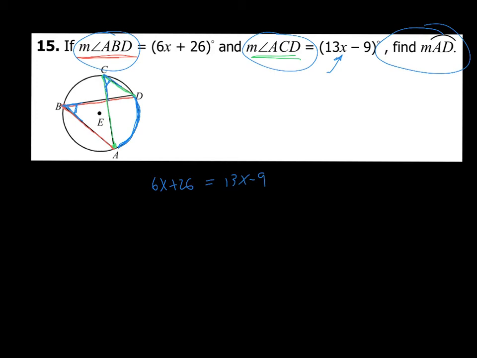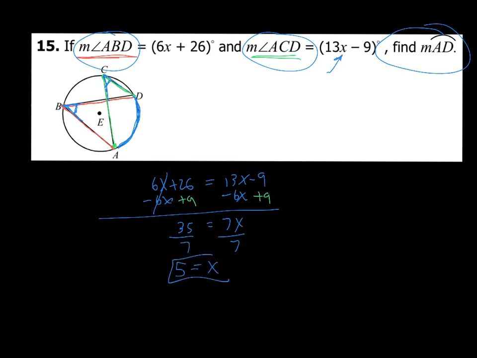As I subtract 6x from both sides, and simultaneously add 9 to both sides, I kind of do this in one fell swoop. That cancels out. 26 plus 9 is going to be 35, and 13x minus 6x is going to be 7x. Just so happens that 35 divided by 7 is a value of 5. So I take that value of 5 and I substitute it in here. Now, 13 times 5 happens to be 65 minus 9. And that gives me a value of 56 degrees.